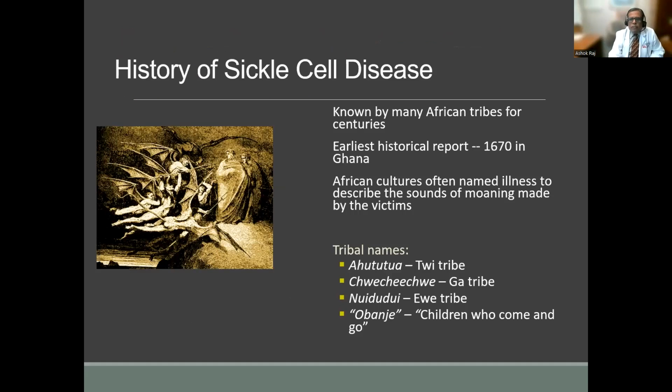The history of sickle cell disease: the disease has been known in Africa for a long, long time. For the earliest historical report, you have to go back to the 17th century, when African cultures named the illness to describe the sounds of moaning made by the victims of the disease. For example, in the Ga tribe of Ghana, there is a peculiar sound, which is really very telling of how significantly children with sickle cell disease suffered early on in those centuries.